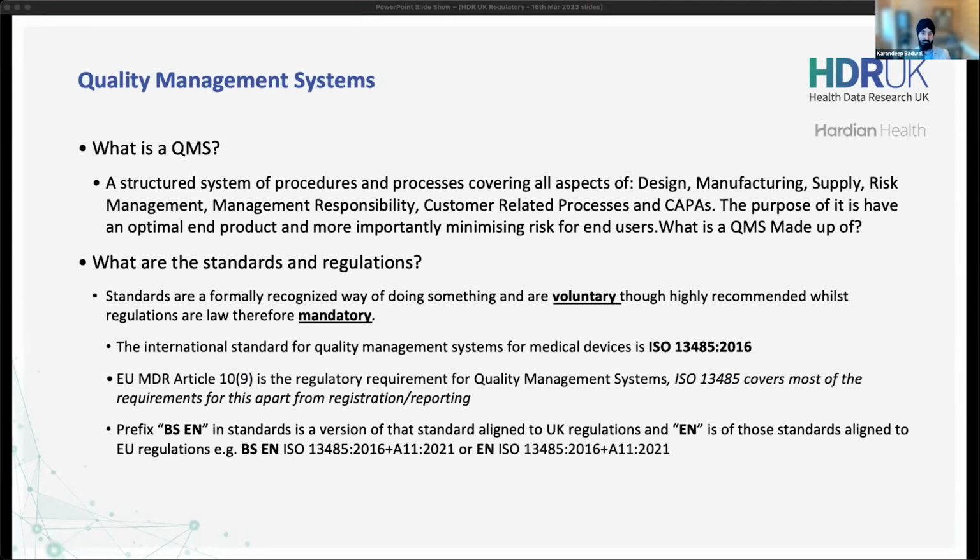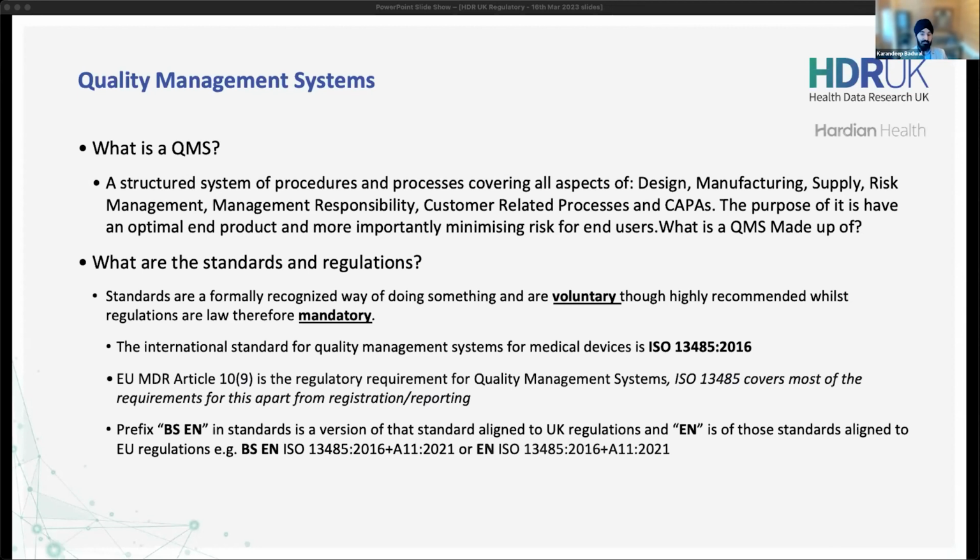Manufacturing, what are your manufacturing facilities like? Is it sterile? Is it non-sterile? Do you have a manufacturing facility? Are you going to be outsourcing it? Of course, supply chain is also part of that as well. Risk management, what I talked about earlier, ISO 14971. Management responsibility, are top management involved? Are they given the adequate resources? Is adequate training taking place? Customer related processes, so how does a customer go about buying from you? How do you deal in terms of feedback or complaints?